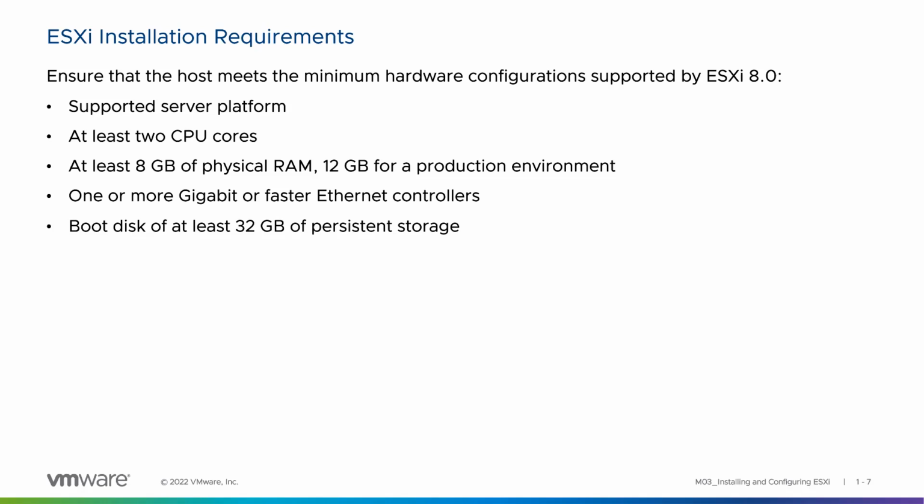Gigabit is required. You can't run anything slower than gigabit Ethernet adapters. I will tell you that you really need to run 10 gig or faster if you're going to be pushing out ESXi for any customer. You probably would have to upgrade their switch and stuff, because it really needs 10 gig speed or faster.